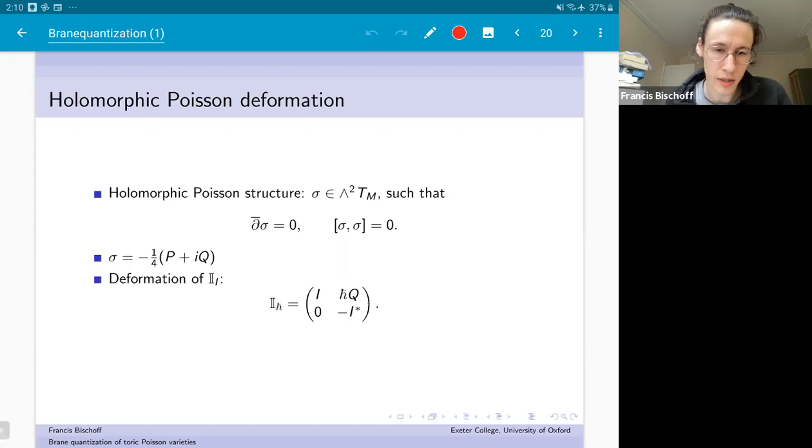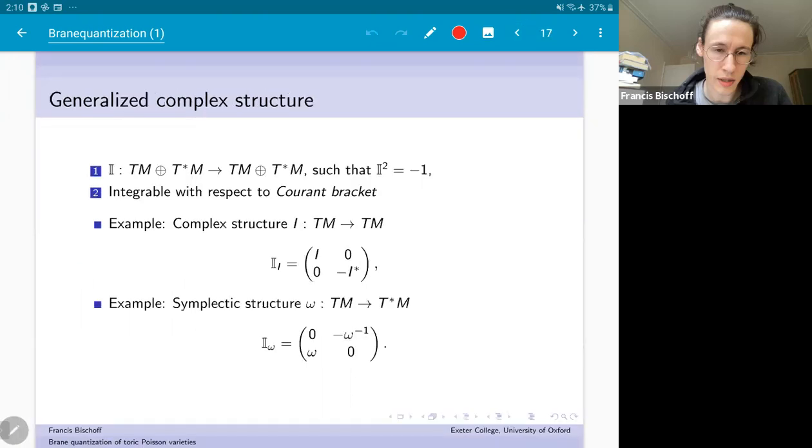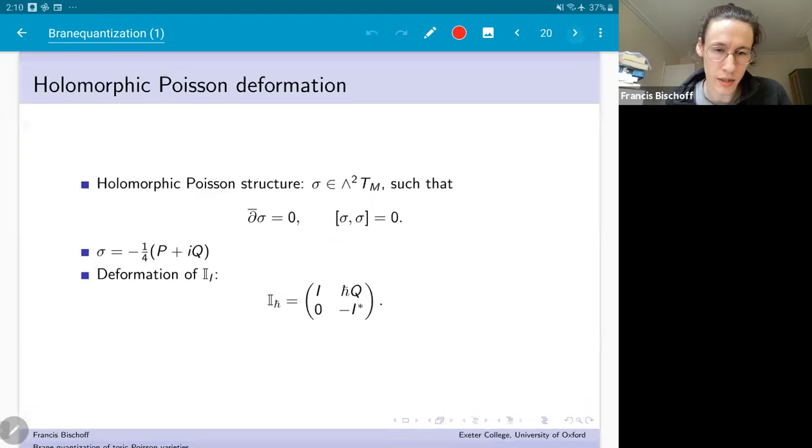If you look at this example, when we set h-bar equal to 0, we just recover the GC structure of a complex structure from the last slide. But when h-bar is non-zero, we get a genuinely new generalized complex structure.